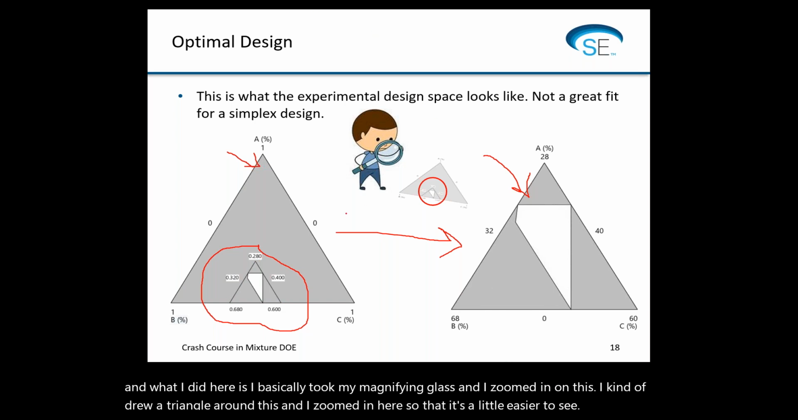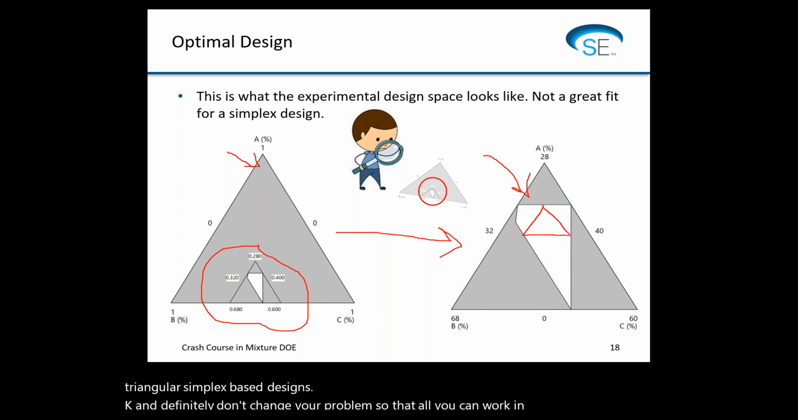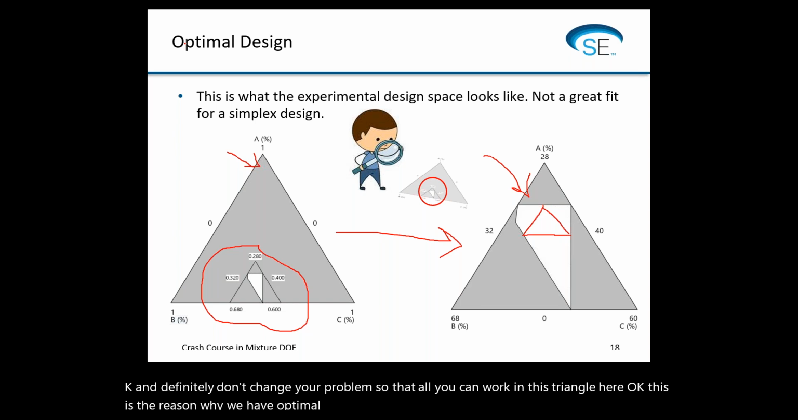So as you can see, this white region is clearly not a great fit for trying to use one of those triangular simplex-based designs, okay? And definitely don't change your problem so that, oh, you can work in this triangle here, okay? This is the reason why we have optimal designs.